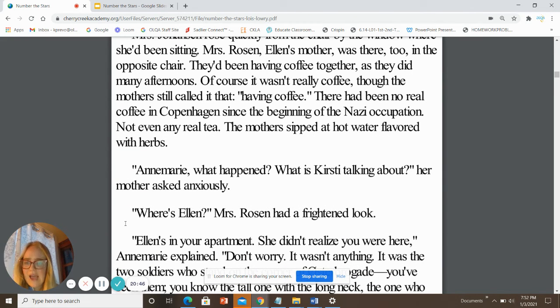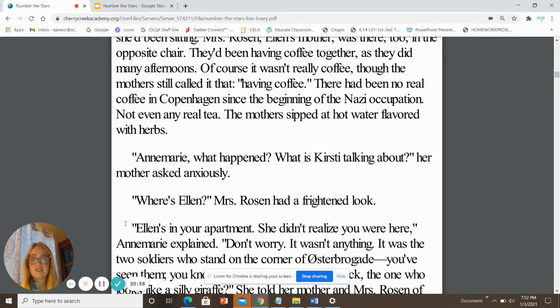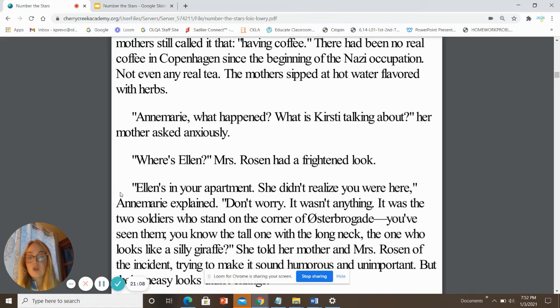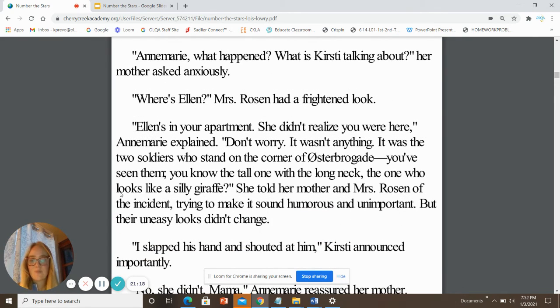Anne-Marie, what happened? What is Kirsty talking about? Her mother asked anxiously. Where's Ellen? Miss Rosen asked with a frightful look. Ellen's in your apartment. She didn't realize you were here, Anne-Marie explained. Don't worry. It wasn't anything. It was two soldiers standing on the corner of Østerbrogade. You've seen them. You know, the tall one with the long neck and the one who looks like the silly giraffe. She told her mother and Miss Rosen of the incident, trying to make it sound humorous and unimportant, but their uneasy looks did not change.